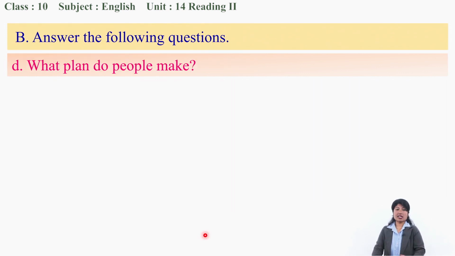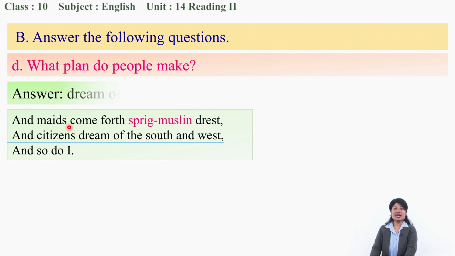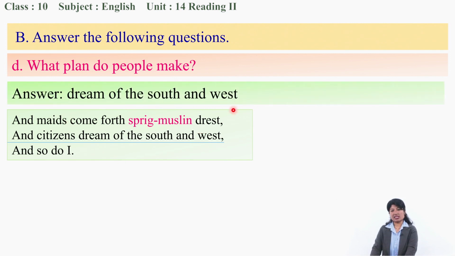Next D. What plan do people make in spring season? The answer is somewhere over here, right? So where is it? Here exactly, yes. The citizens dream of south and west. So our answer is dream of south and west, which is the key point. You can write people dream of south and west, or write a full sentence.